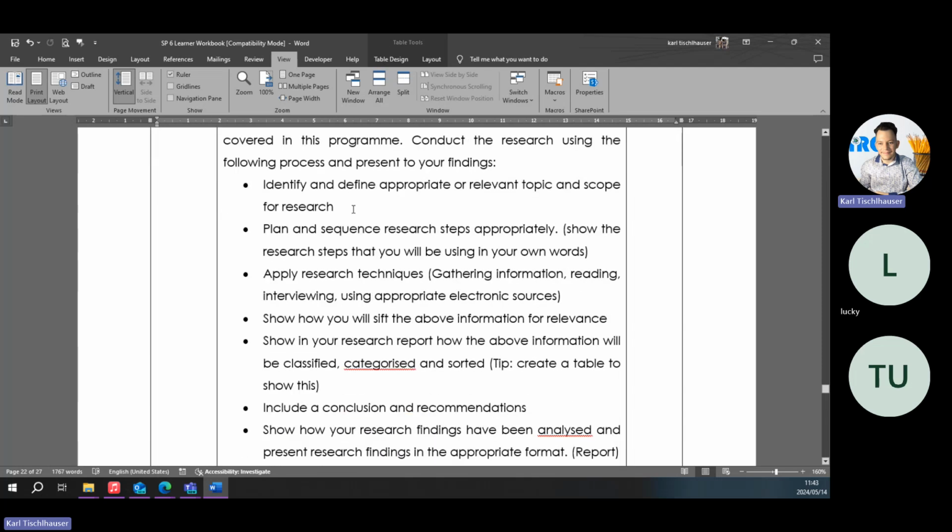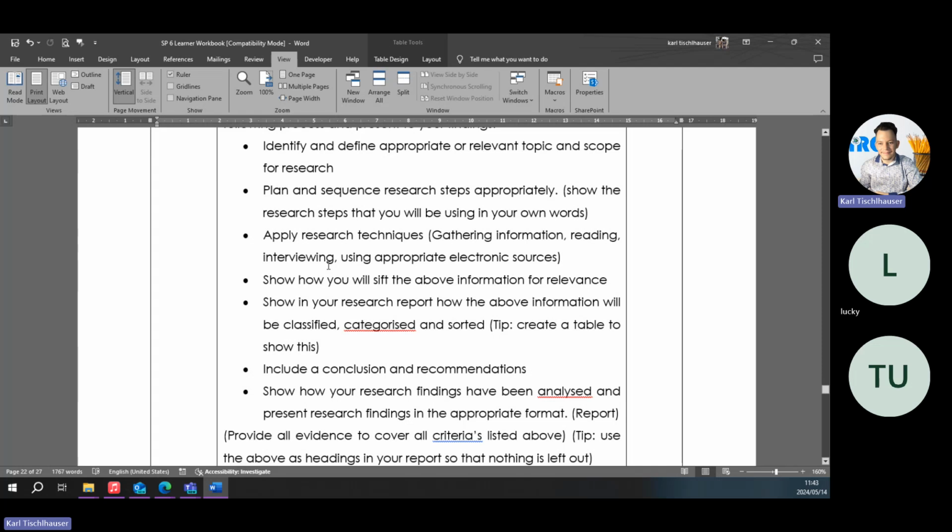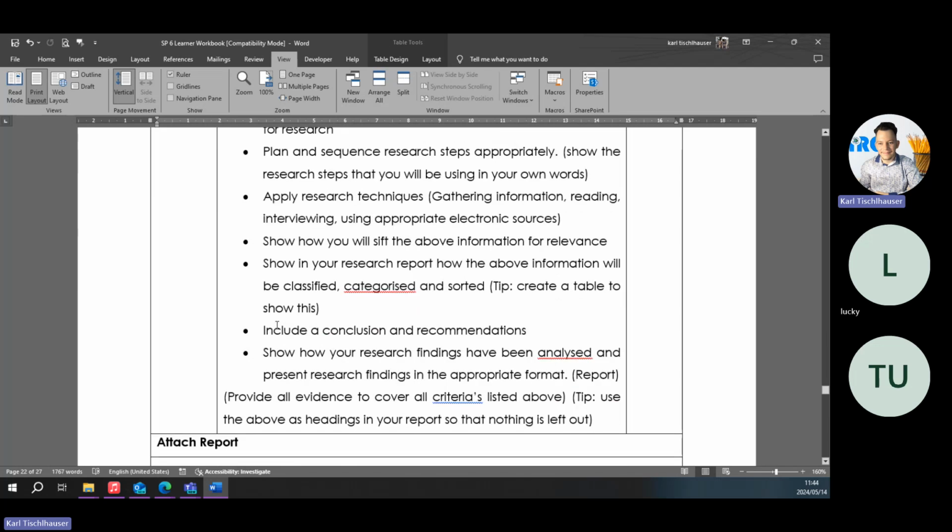So it says identify an appropriate relevant topic. Then it says plan and sequence research steps appropriately. So show the steps. Then it says apply research techniques. So gather the information. Then it says show how you'll sift through the information above. Show in your research report how the above information will be classified, categorized, so how it will be sorted, and then include a conclusion and recommendations.